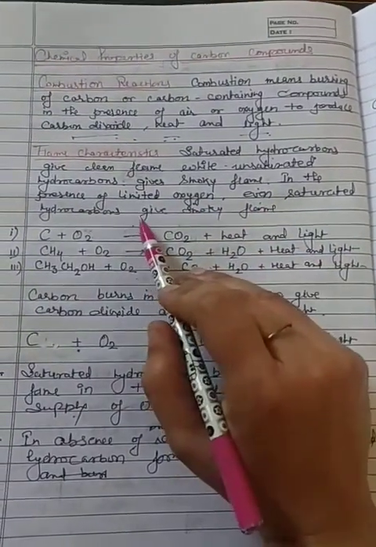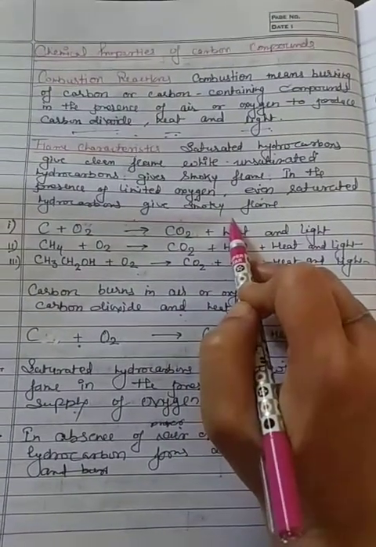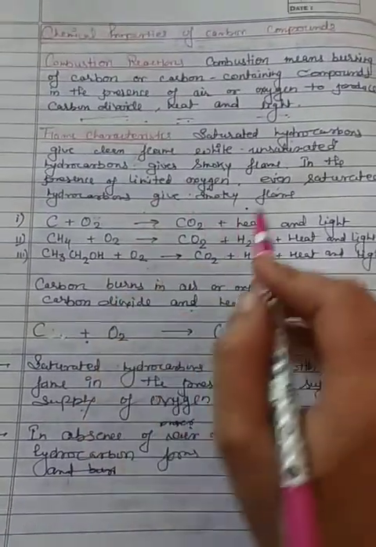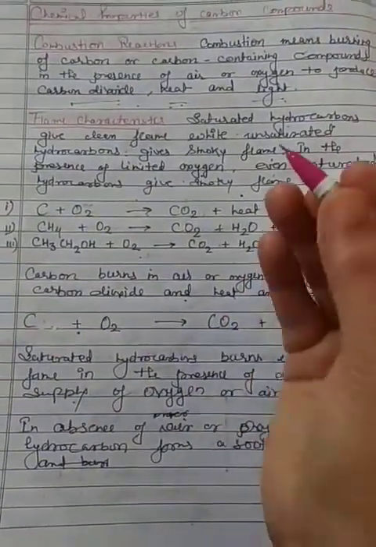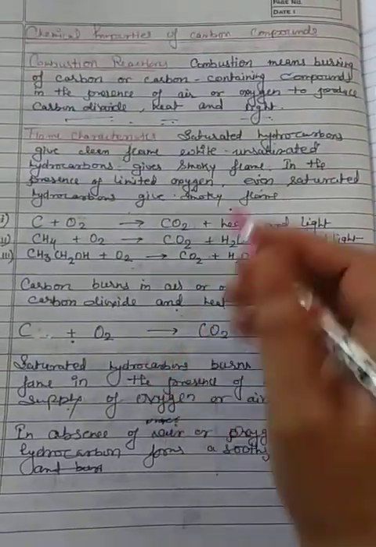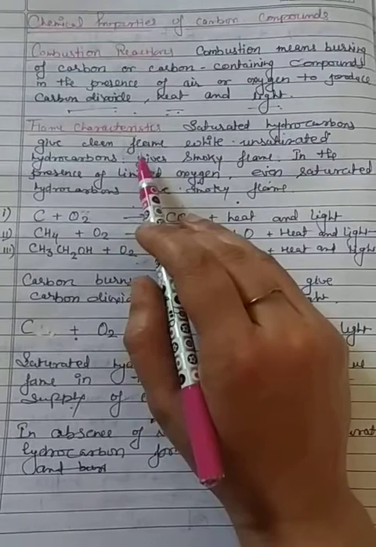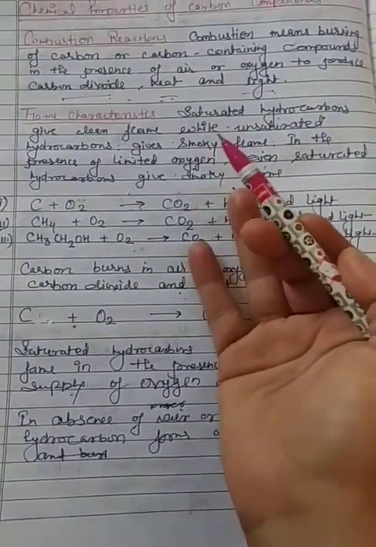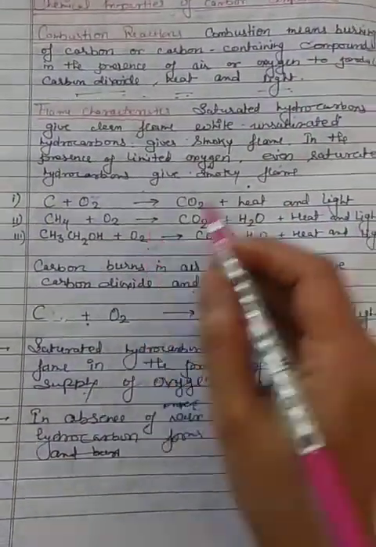Even saturated hydrocarbons give a smoky flame in the presence of less oxygen. But in the presence of proper oxygen, saturated hydrocarbons produce a clean flame, while unsaturated hydrocarbons give a smoky flame. But in the presence of limited oxygen, even saturated hydrocarbons give a smoky flame.